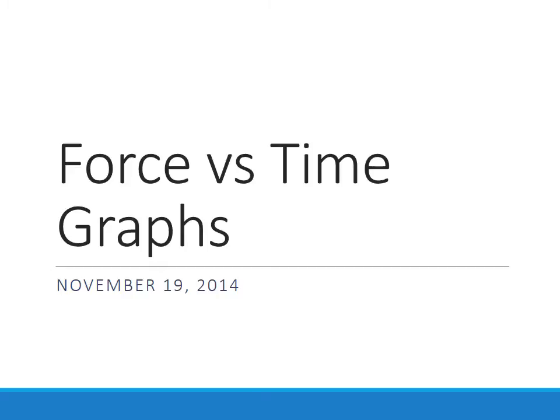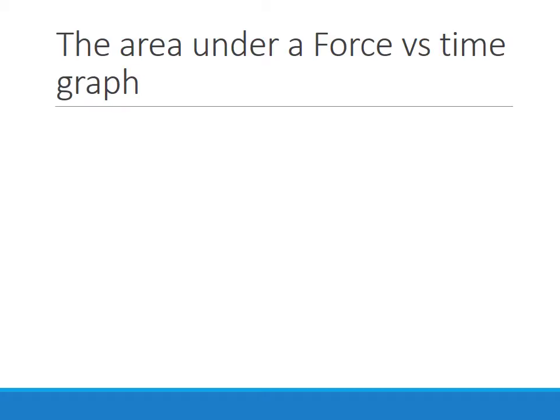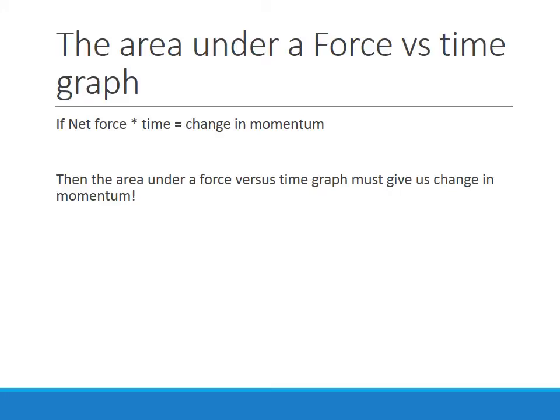Force versus time graphs. Okay, the area under a force versus time graph, let's figure out what it means. So we have an equation that involves force and time now. If net force times time equals change in momentum, then the area under a force versus time graph must give us change in momentum. All right, because the area is the base times the height. The base is time, the height's the net force.